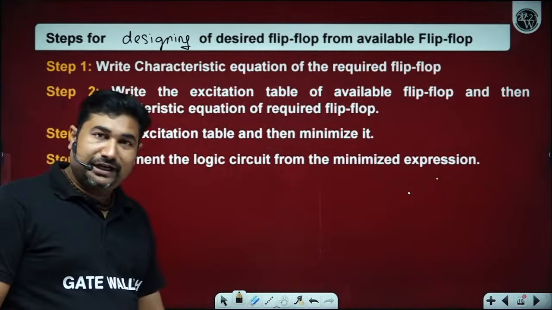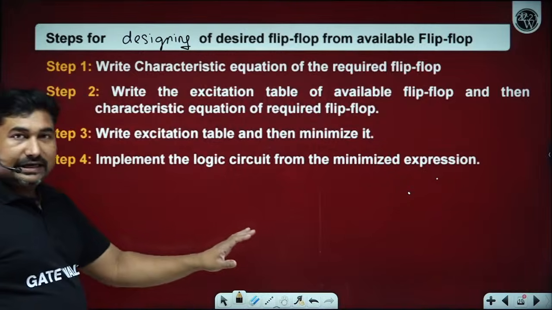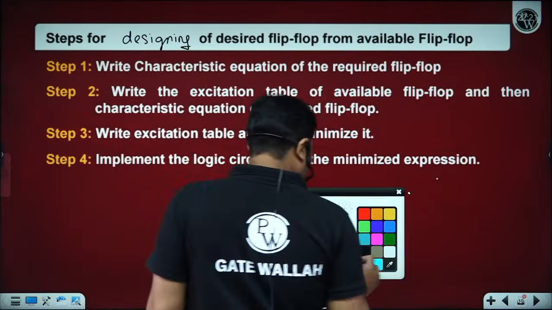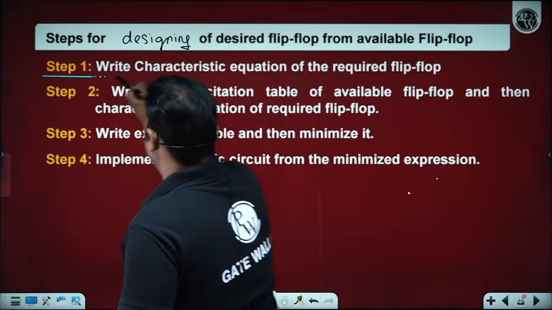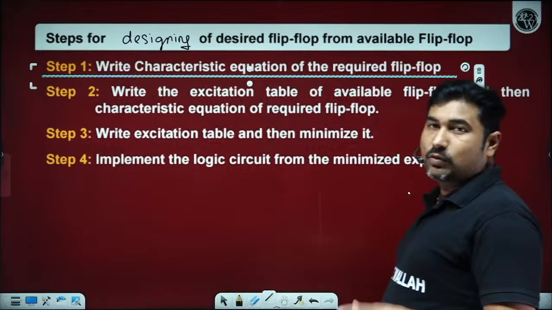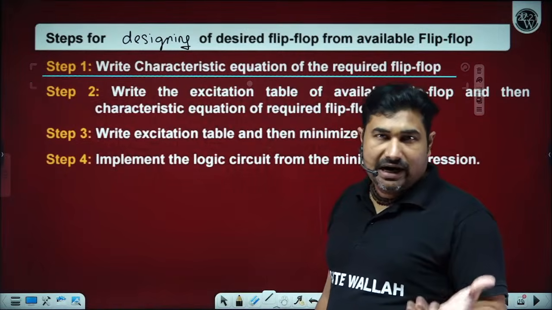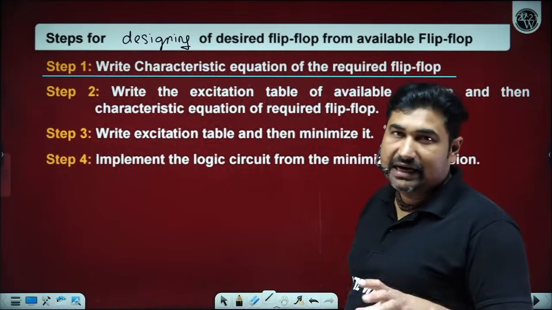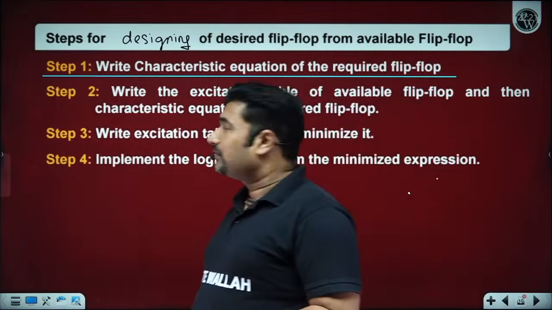Okay, so if you are ready to invent any new flip-flop, just write down these 4 steps. Now please observe what is step 1. Step 1, write the characteristic equation of the required flip-flop. Whatever flip-flop is required, you need to write the characteristic equation of that flip-flop first. Is it okay? Yes, sir.